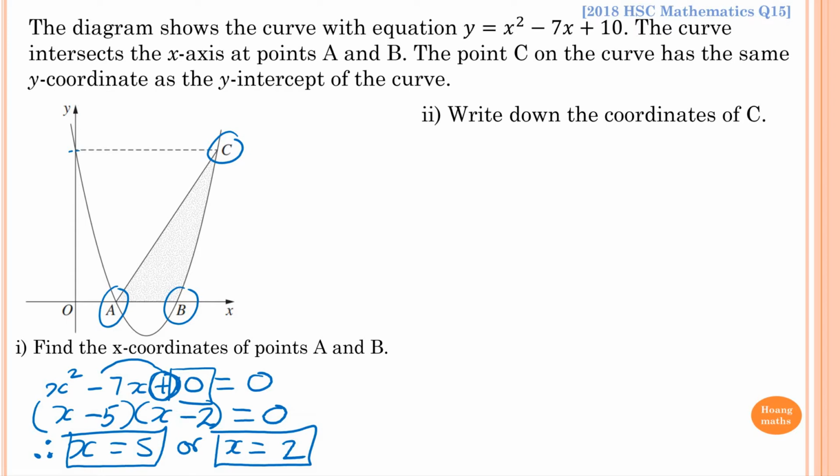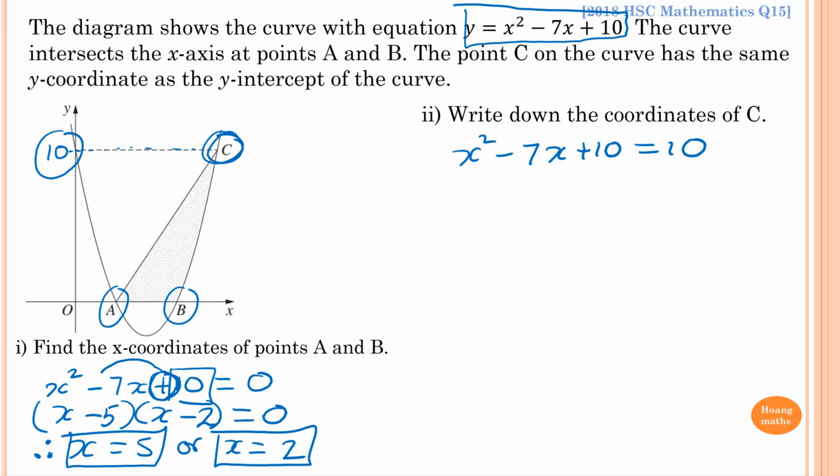Part 2. Write down the coordinates of C. We know C is at the same y-intercept of the curve, which is 10. So when y equals 10, we can find the x values using this curve. So x^2 minus 7x plus 10 is equal to 10, because y is equal to 10.